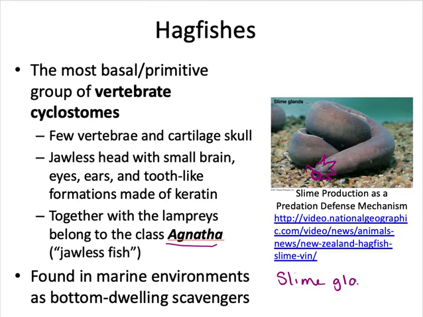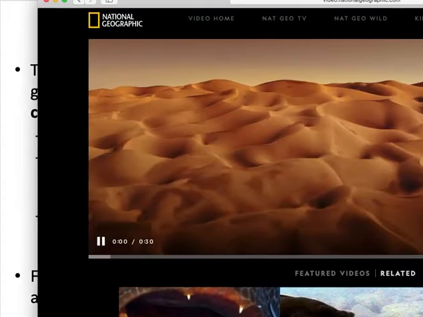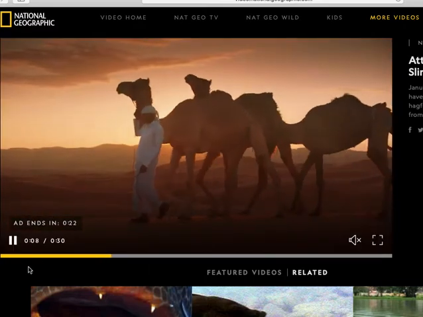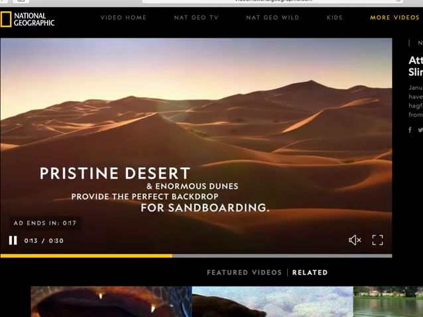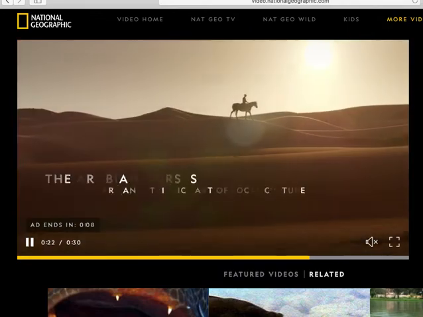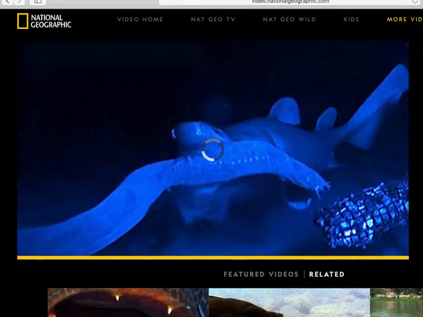I don't have that in bold, but I'd like to show you this video right here that shows you how effective these slime glands are at escaping predation. Should have had that up already. Here we go.